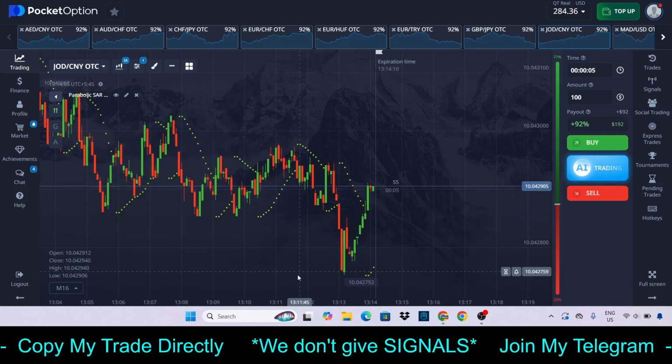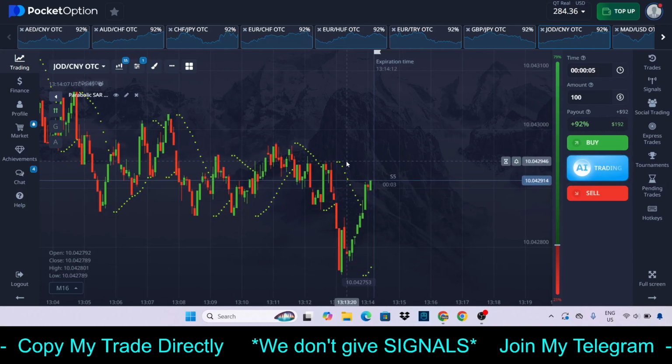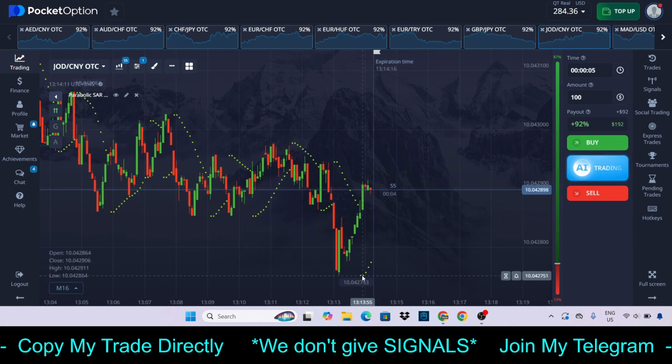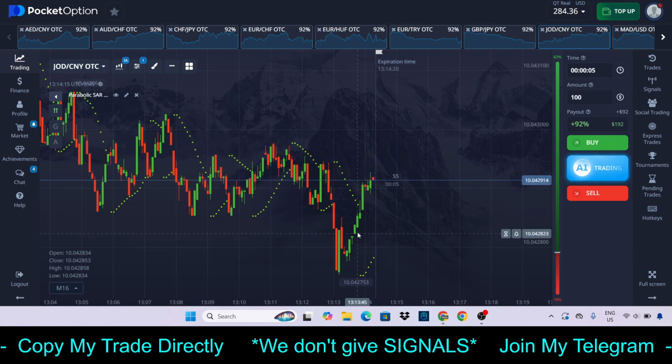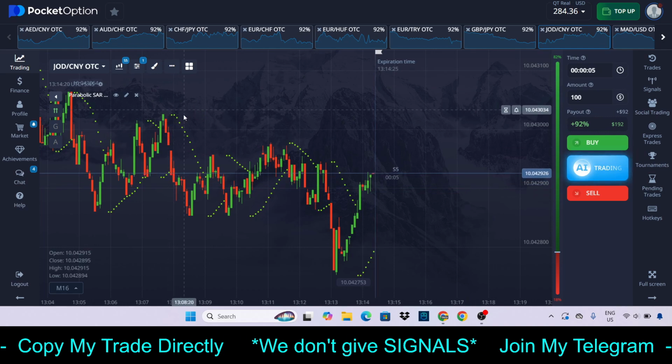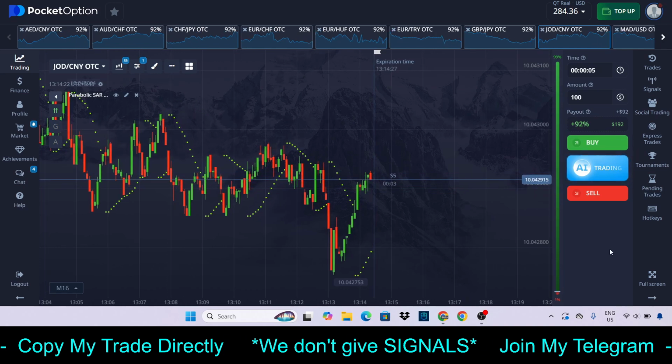So guys, I have been teaching this parabolic SAR strategy for a long time now because it works like crazy. Whenever these dots are forming below these candles and the second dot is about to form, you need to make a trade by clicking on higher. And whenever these kind of dots are forming above the candles and the second dot is about to form, at that time you need to make a trade by clicking on lower.